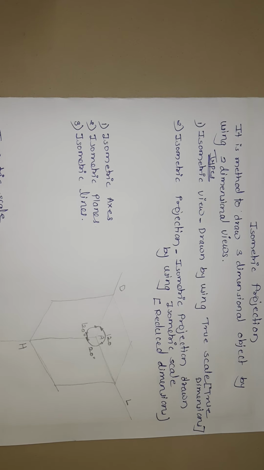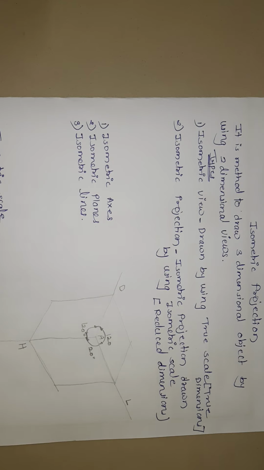In an orthographic projection we draw 2D diagrams, right? And in isometric projection we draw a three-dimensional object by using those two-dimensional views. There are two types of isometric projection. The first is isometric view and the second one is isometric projection. The isometric view is drawn by using true scale or true dimensions, and isometric projection is drawn by using isometric scale or reduced dimensions or less dimensions.